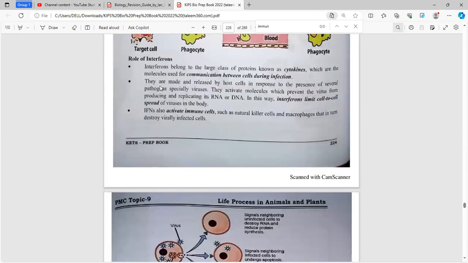Now is the role of interferons. There are many different types which are used in chronic as well as acute inflammation. However, in acute inflammation or acute attacks, the most important interferon is interferon gamma.